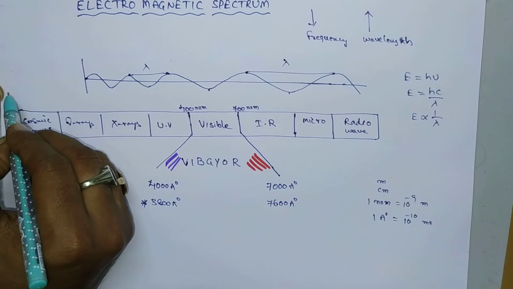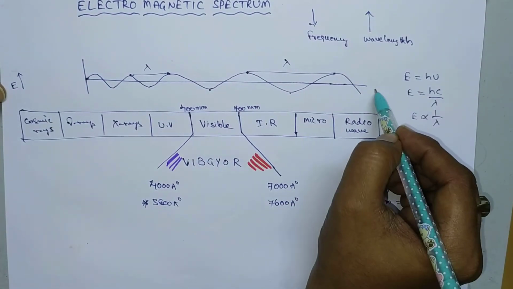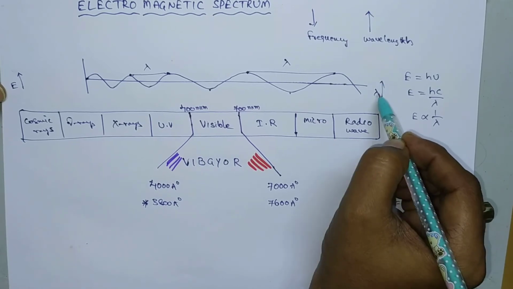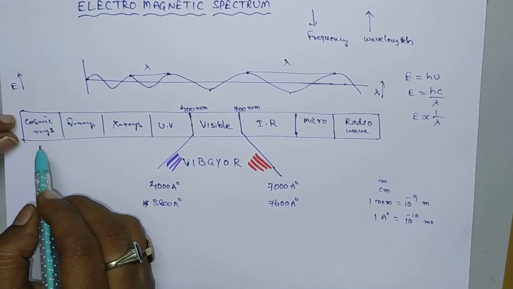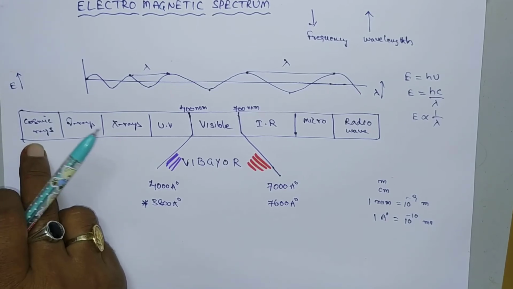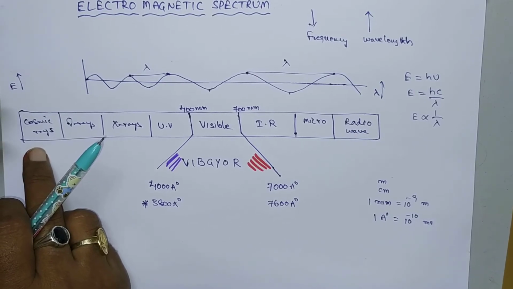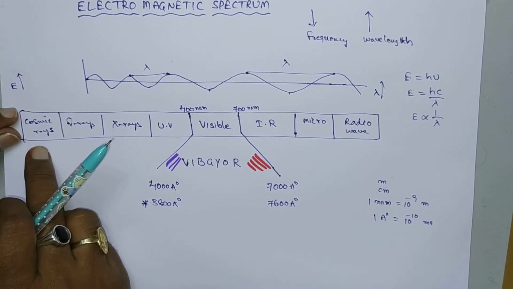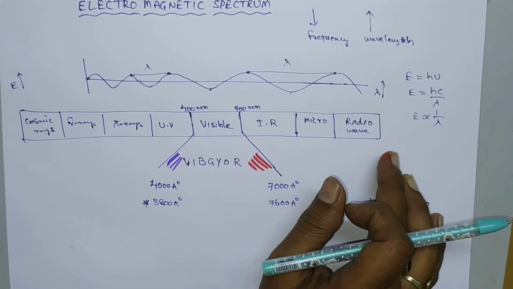On the left hand side the energy is high, and on the right the wavelength will be more. So cosmic rays possess the highest energy. In the entire spectrum, the highest energy is cosmic energy, which is present at the cosmos, that is at the sun. So the highest energy radiation is cosmic energy present at the sun. So this is about the entire electromagnetic spectrum.